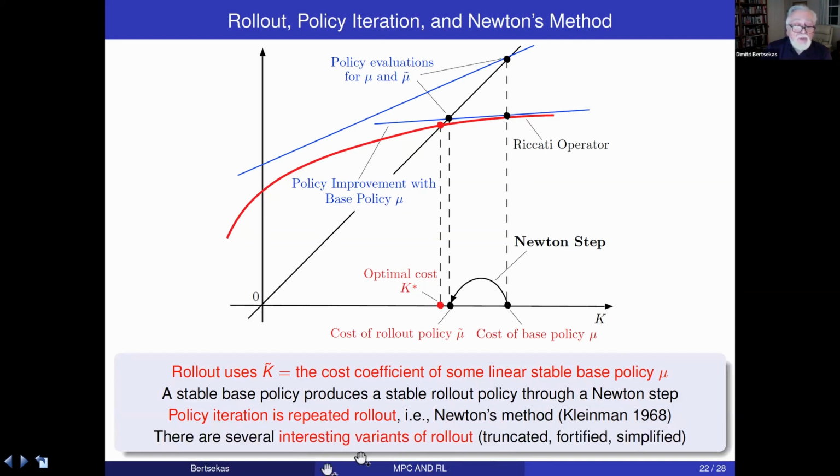Let me also mention that there are several interesting variants of rollout and also variants of policy iteration. For rollout, you can find literature on truncated rollout, fortified rollout, simplified rollout. I'm not going to explain what this means. They are basically some simplifications or modifications of this Newton step, or perhaps the starting point of the Newton step.